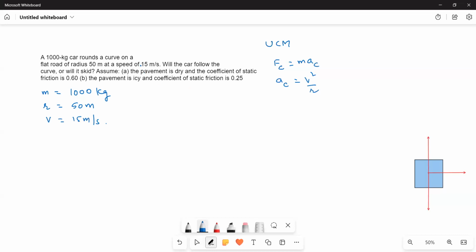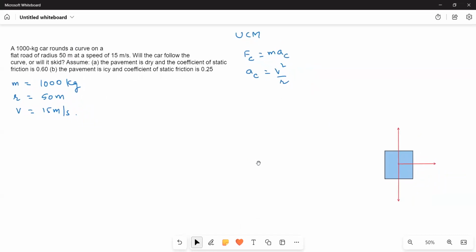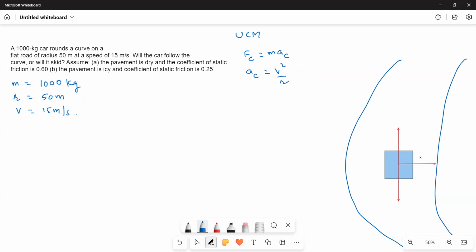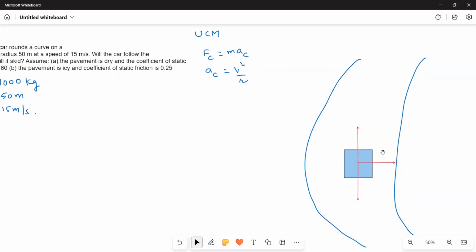Now, where does the force to negotiate the curve come from? You know that to negotiate a curve, a force is required. That is nothing but your centripetal force. What kind of force is there to negotiate the curve? Let us consider this to be the curved road on which the car is traveling. The center is somewhere here, and the car has to negotiate the curve. Now the friction acts as the centripetal force.